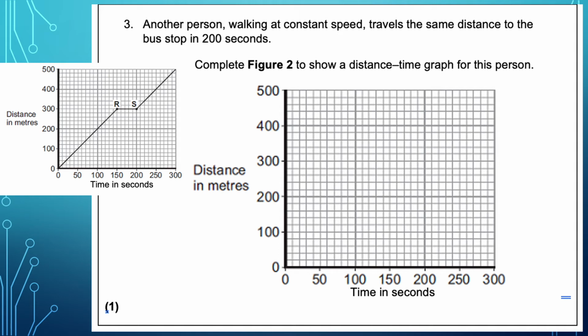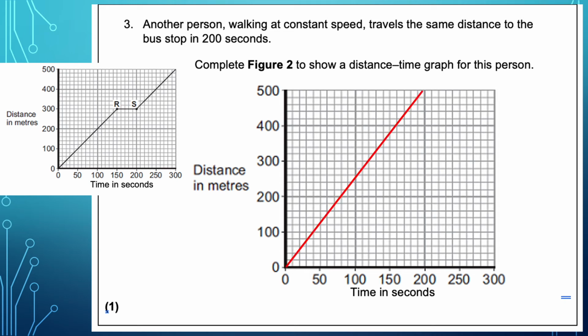And in figure 1, this person got to the bus stop in 300 seconds. But you might be asking yourself, okay, I know that it was 300 seconds, but how far did they travel? If you look at the very top of that line in figure 1, they reached 500 meters. So you know that this bus stop is 500 meters away from the starting point. That should tell you how far up you should go on your y-axis. And as far as your x-axis, this question says travels the same distance, so 500 meters in 200 seconds. So you want to go from 0 to 500 meters in 200 seconds.